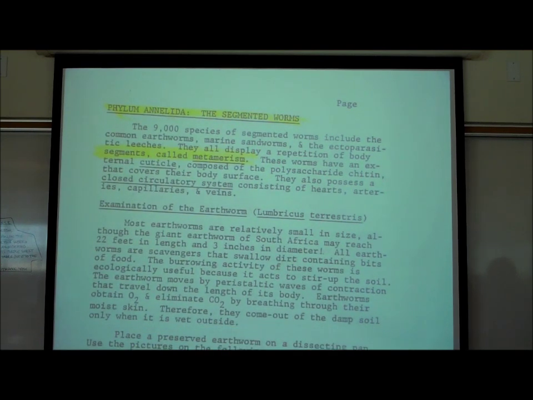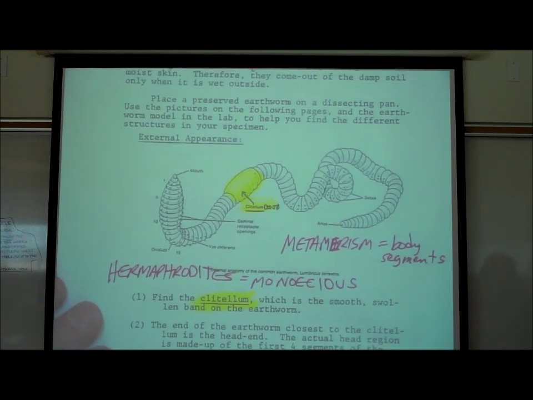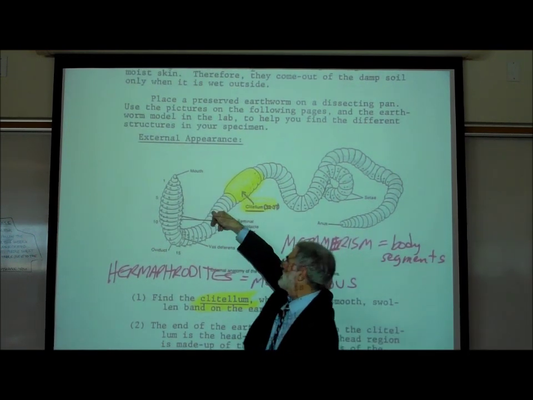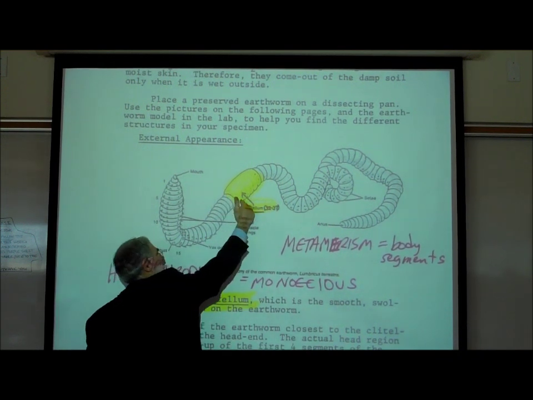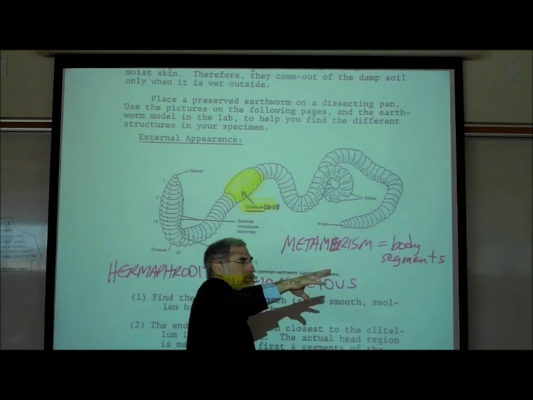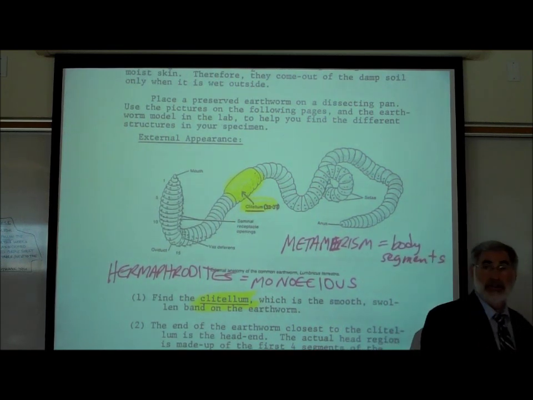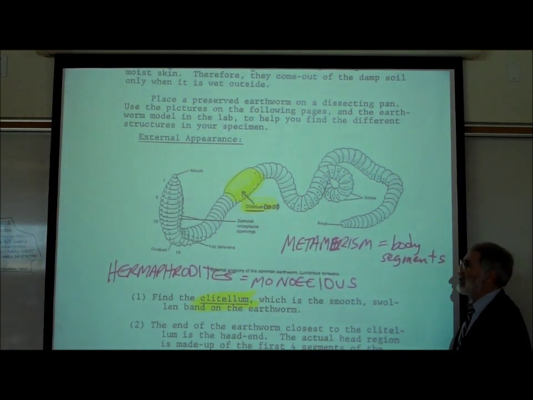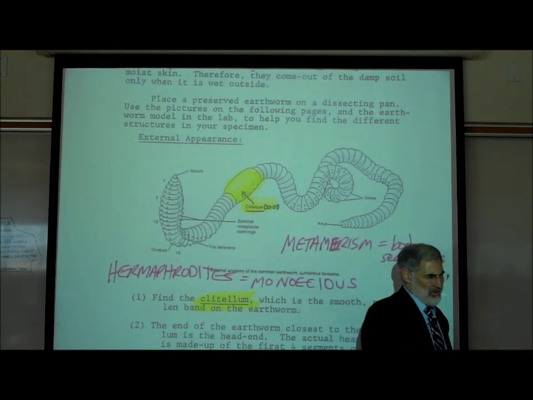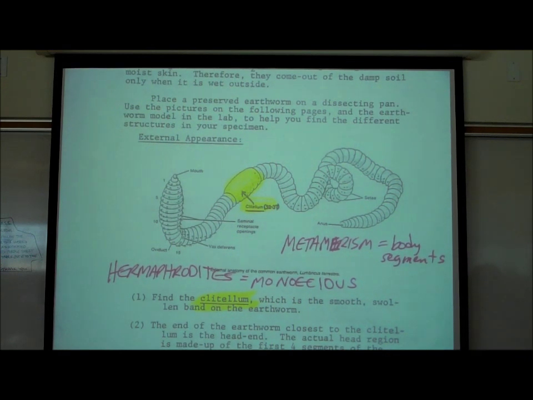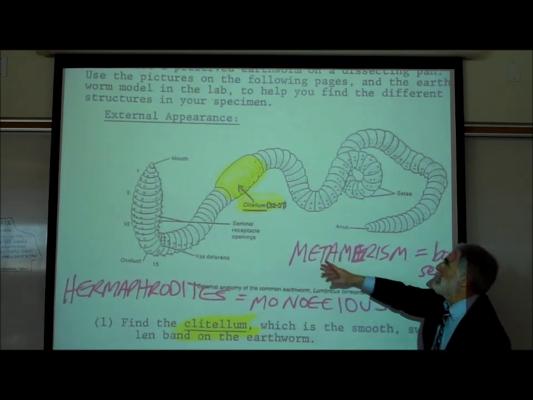All right, so that's the only thing I highlighted there, repetition of body segments. Now, incidentally, you'll notice that on an earthworm, it's got all these body segments, and there's one segment right here that's kind of larger and smooth. I'm sure you've noticed that. That's called the clitellum. What's the clitellum for? For reproduction.